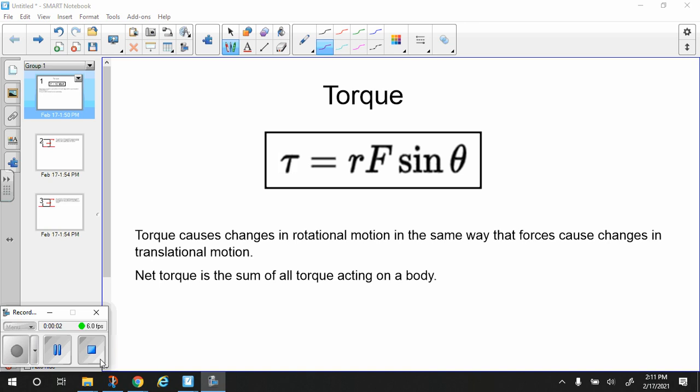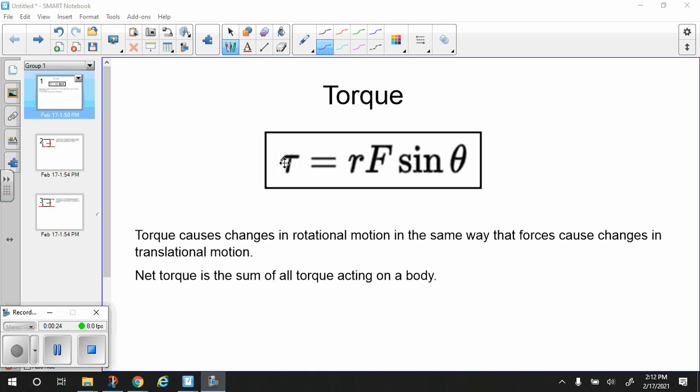So we're going to talk about torque and do a couple of example problems. The equation for torque is R times F times sine theta. R is the distance between the pivot point and the point at which the force is being applied. F is the force, and theta is the angle between the radius vector and the force vector.